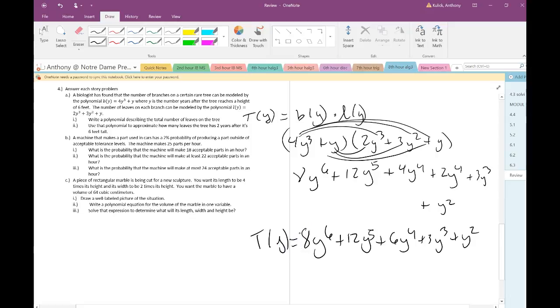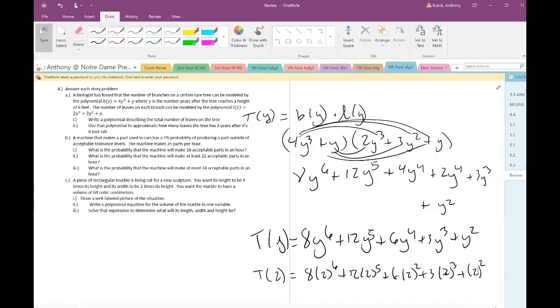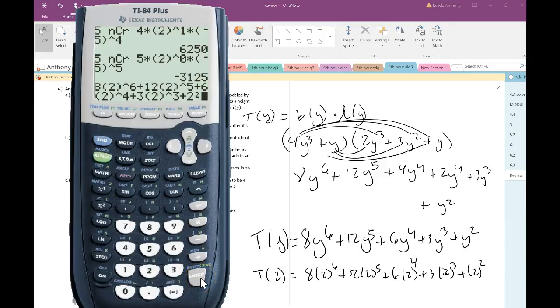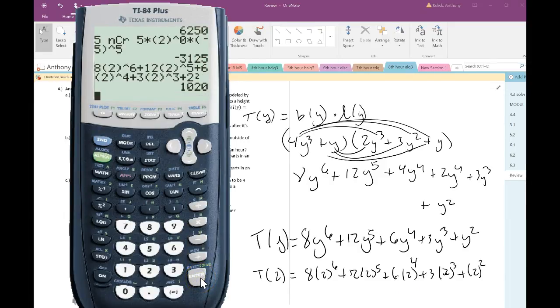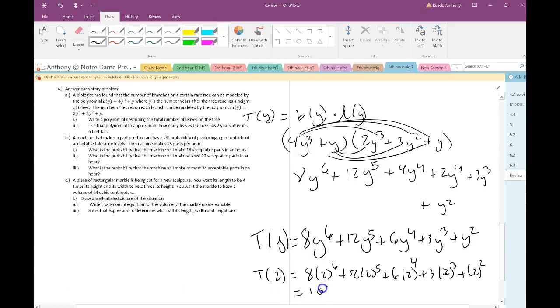That's part I. And then it says, use that polynomial to approximate how many leaves the tree has 2 years after it's 6 feet tall. So since y was the years after it's 6 feet tall, what I really want is just t of 2. So I'm just going to plug 2 in for each of these values of y, and then see what I get when I type that into my calculator. So when I type that all in and I press enter, I get 1,020. So we have 1,020 leaves on our tree.